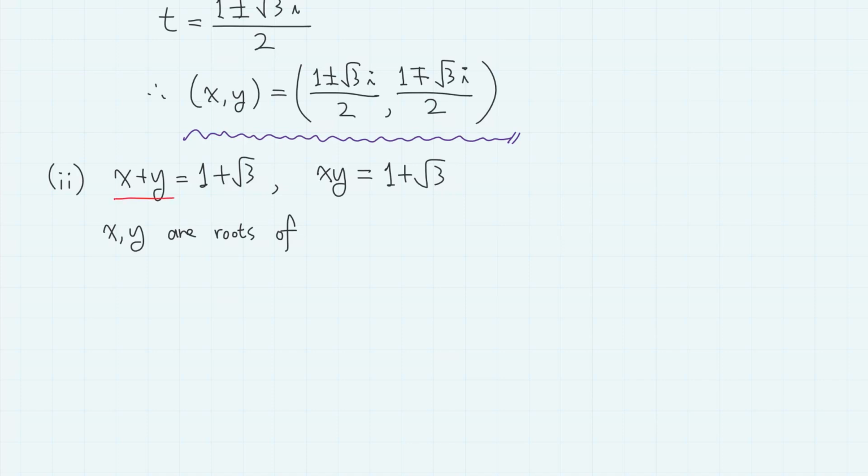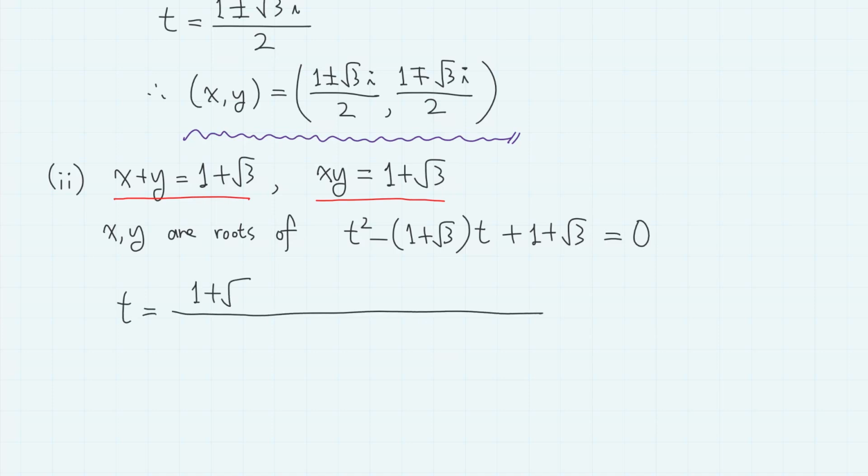Next, when x plus y is equal to 1 plus square root of 3 and xy is equal to 1 plus square root of 3, then x and y are roots of the quadratic equation t squared minus (1 plus square root of 3)t plus (1 plus square root of 3) equals 0. In order to find t, we apply the quadratic formula, which gives t is equal to 1 plus square root of 3 plus minus square root of (1 plus square root of 3) squared minus 4 times (1 plus square root of 3), all divided by 2.